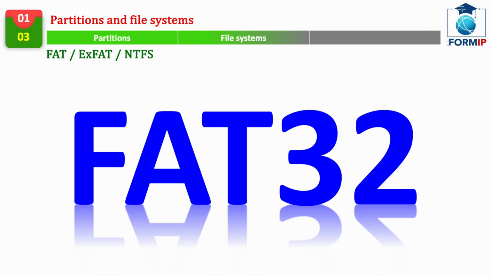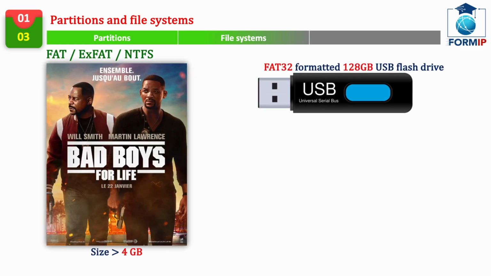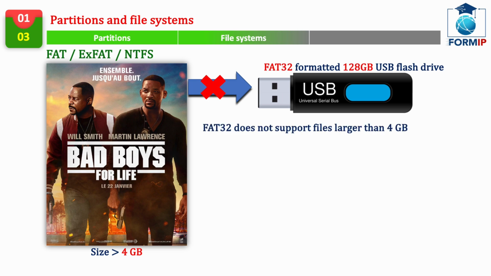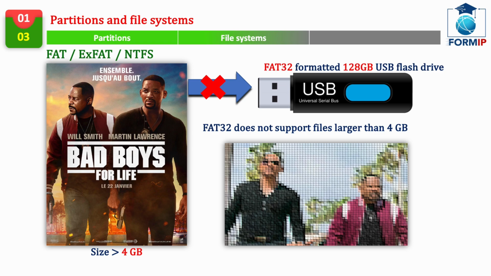For example, if you format a USB flash in FAT32 and you have downloaded the latest movie Bad Boys in 4K quality, then you will not be able to put it on your USB flash because the FAT32 is limited to 4 gigabytes per file. So, the solution would be to either format your USB flash drive in another file system or settle for the DivX version of the movie.